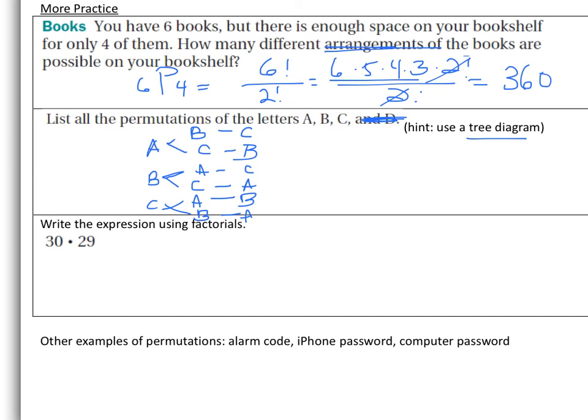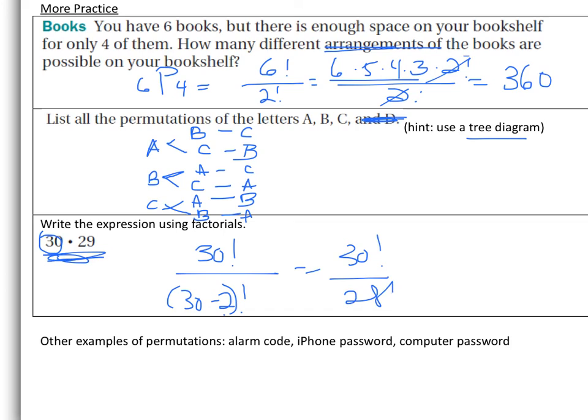And here's another way of looking at permutations. Write the expression using factorials. Since you have 30 and 29, you can take 30 factorial. Since there are 2 numbers, I'm just going to do 30 minus 2. The 2 comes from the fact that you have 2 numbers here, and the starting number is 30. So 30 factorial over 28 factorial.